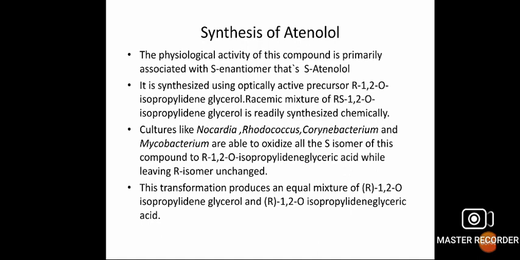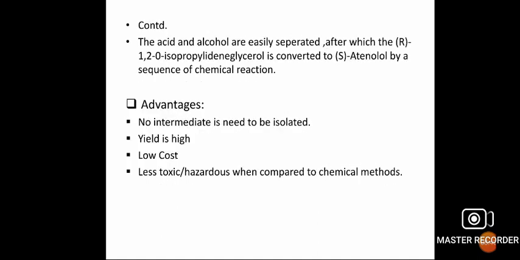isopropylidine glycerol and R 1,2 isopropylidine glyceric acid. The acid and alcohol are easily separated, after which the R 1,2 isopropylidine glycerol is converted to S-atenolol by a sequence of chemical reactions that was depicted in the previous reaction chart.